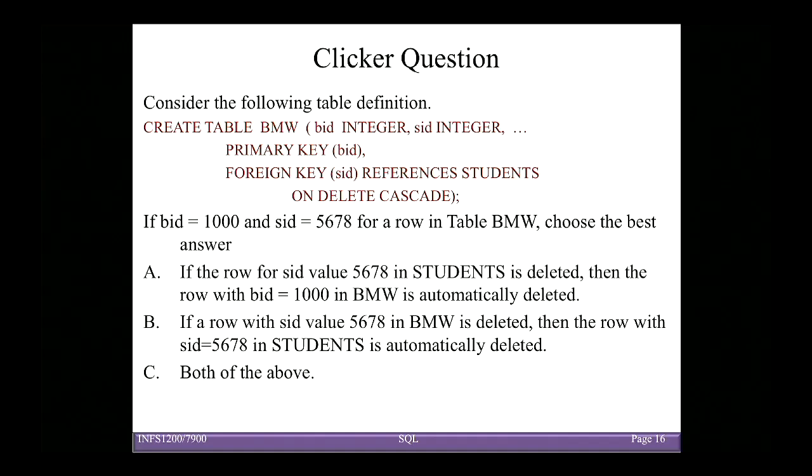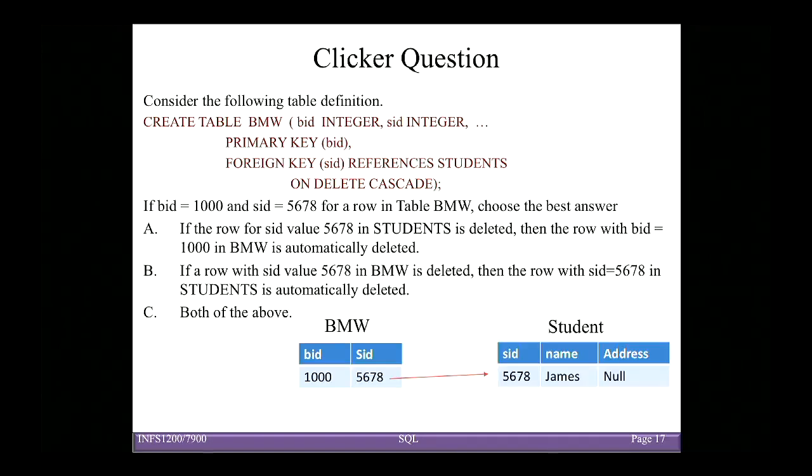Are we all good? So this cascade parameter, it's only associated with the foreign key? Correct. So if there are multiple foreign keys, you'll have multiple possible cascades? Correct. So one per foreign key. Okay, so looking at that, your BMW here will be referencing the student table, and therefore A will be the right answer.